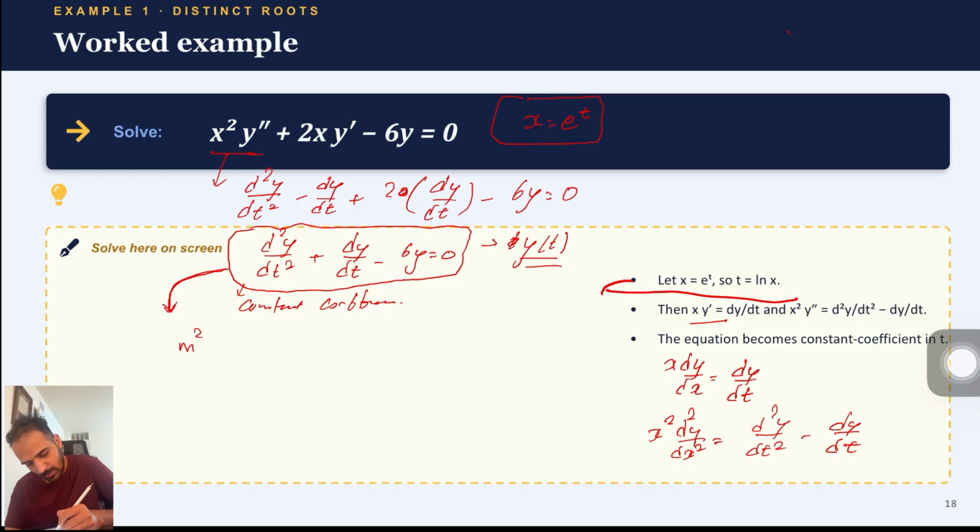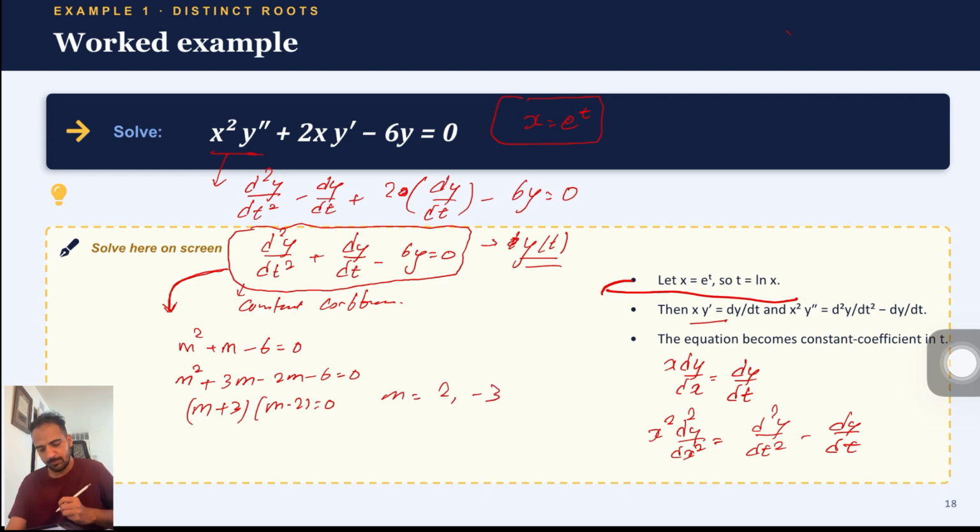That will be m square plus m minus 6 equals 0. This can be solved to get the roots. m square plus 3m minus 2m minus 6 equals 0. This will be m plus 3, m minus 2 equals 0. That means m will be 2 and negative 3, right? So since we have two unequal real roots, we have the solution for the homogeneous equation in the form of c1 exponential 2t. Here the independent variable is t, right?